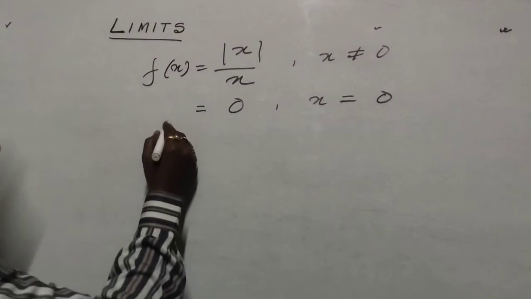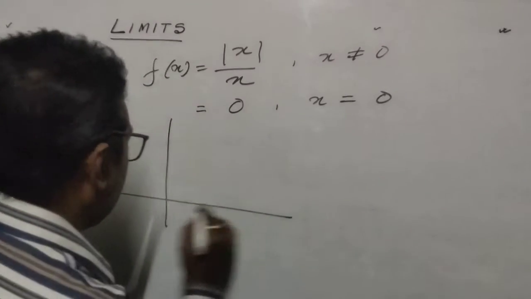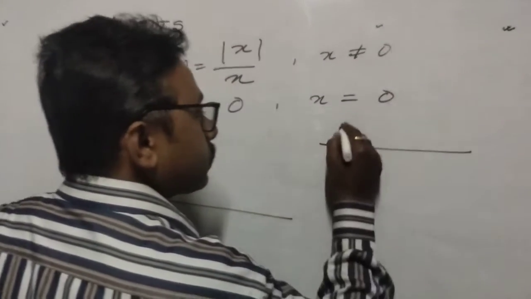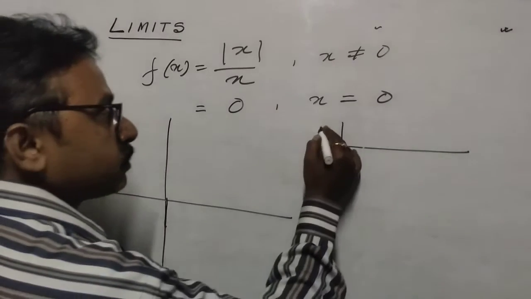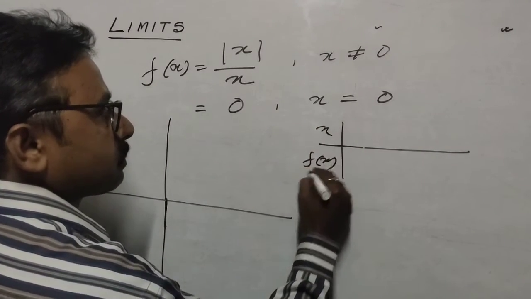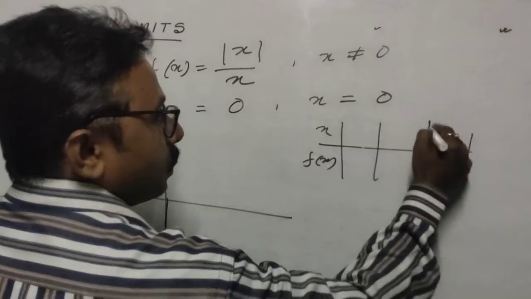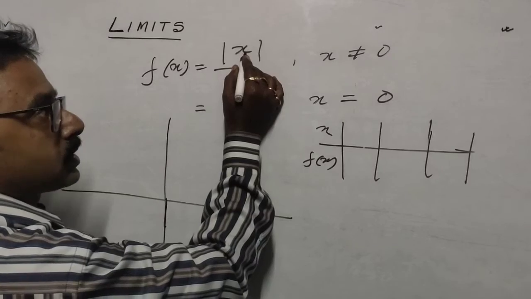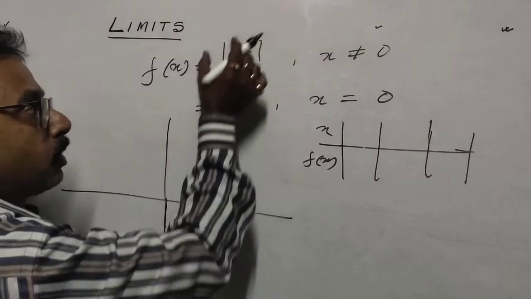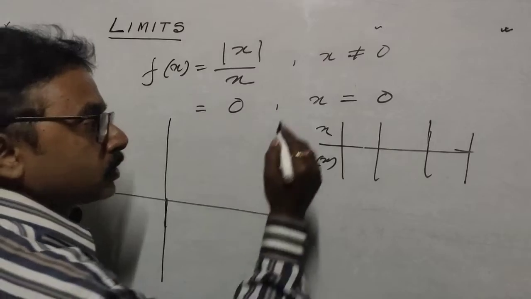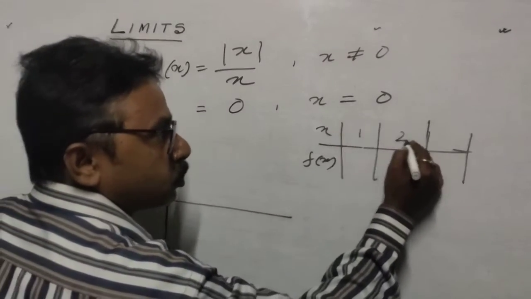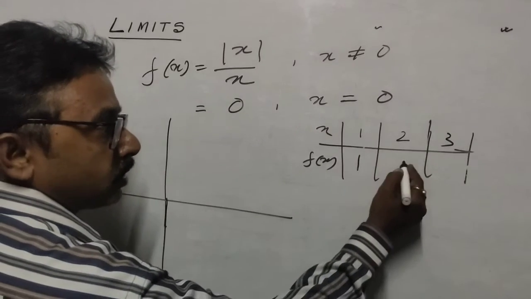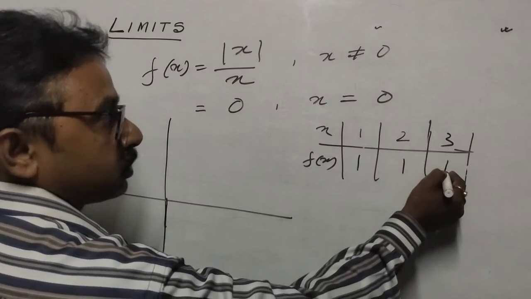Now if you draw the graph of this function, here I'll take some positive values and some negative values of x, and this is f(x). So for any positive value of x, whatever I take, mod x equals x, so mod x by x means it is 1. Whatever I am taking, suppose x equals 1, 2, 3, f(x) is 1. This is also 1, this is also 1.